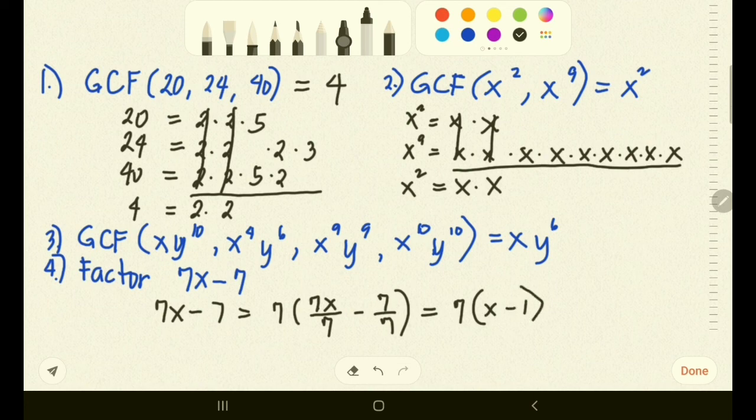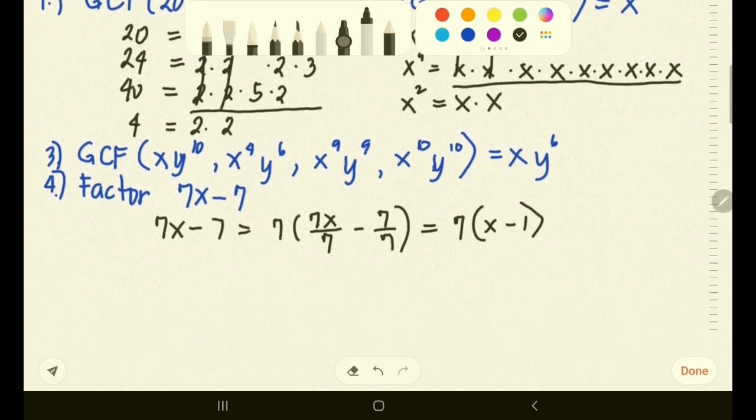As I told you, class, you can check your answer if it is correct or not. You can multiply 7 times x, that is 7x. You get the correct first term. Then 7 times negative 1, that is negative 7. You get also the second term. Okay, next.